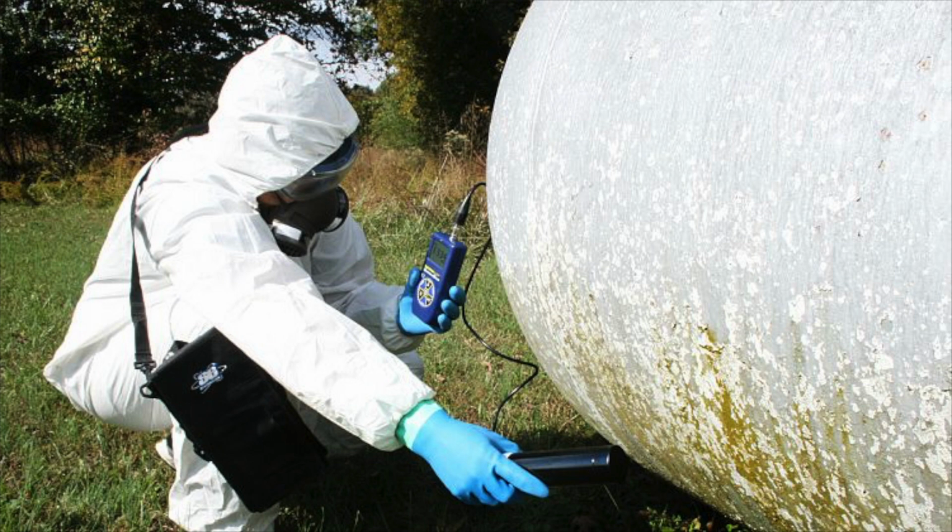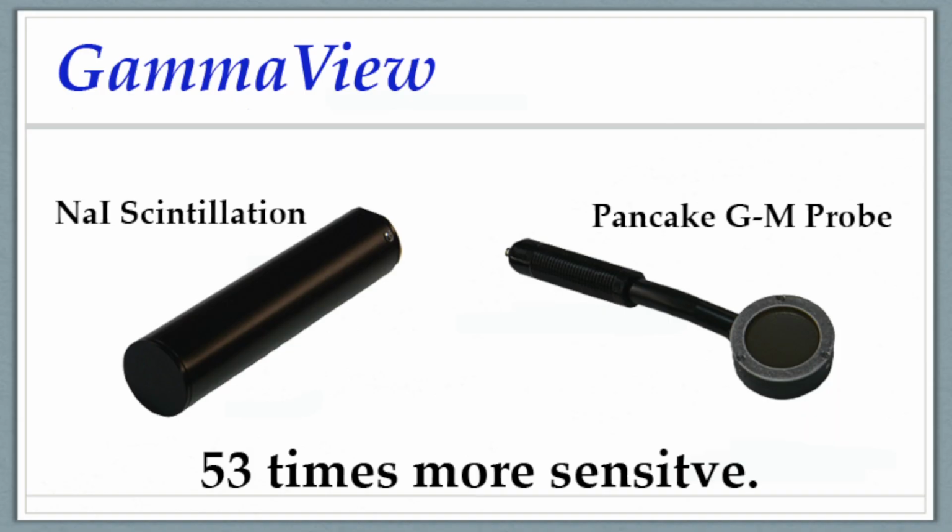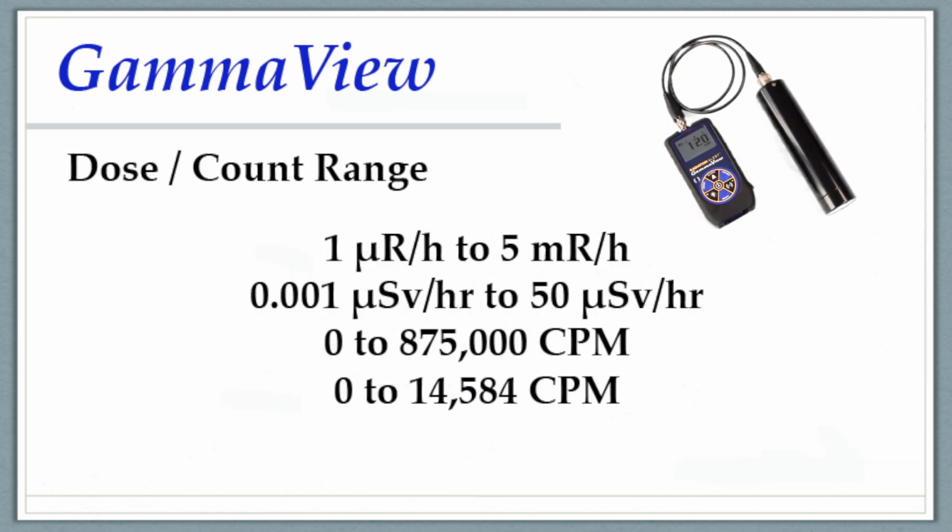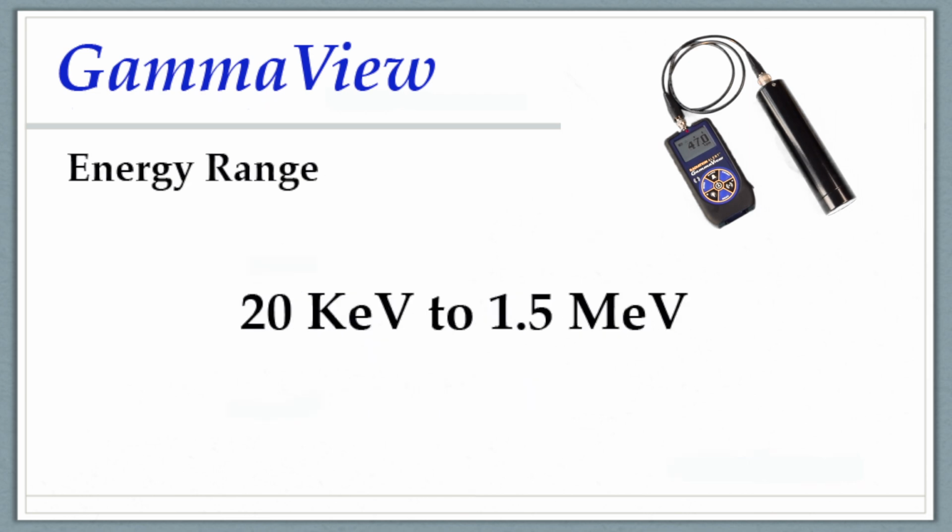The GammaView is ideal for detecting low levels of gamma and X-ray radiation. The sodium iodide probe is up to 53 times more sensitive than the common pancake GM probe. The operating range is 1 microroentgen per hour to 5 milliroentgens per hour. The energy range is 20 kiloelectron volts to 1.5 megaelectron volts.